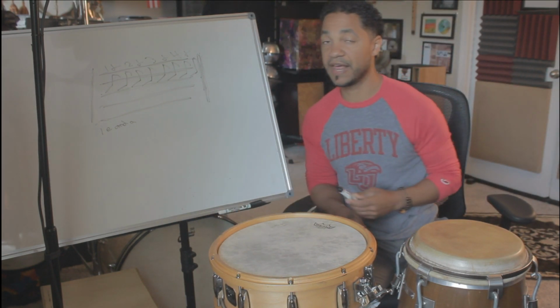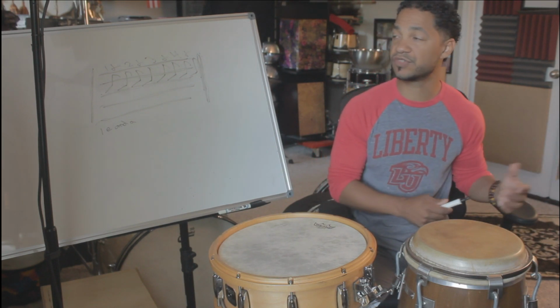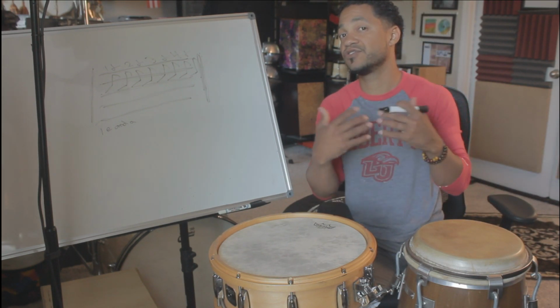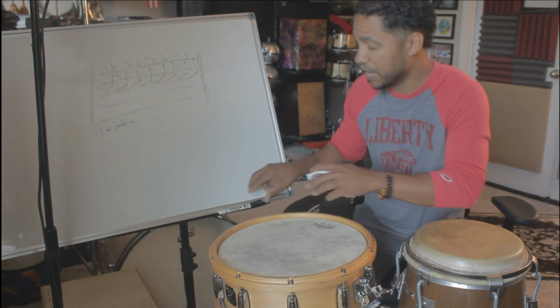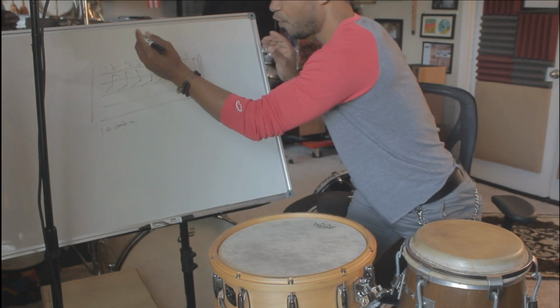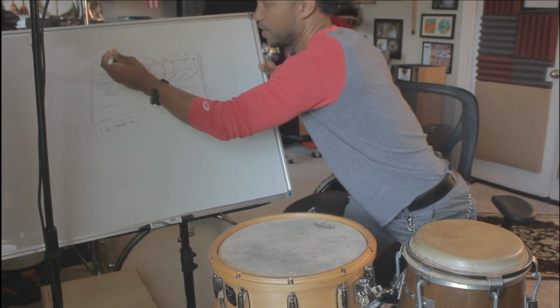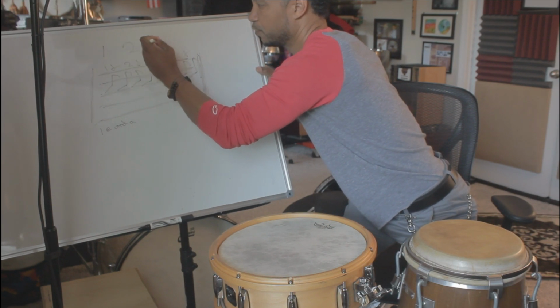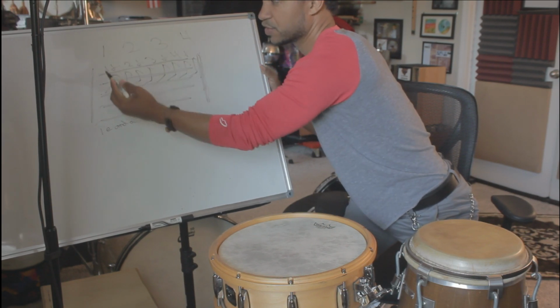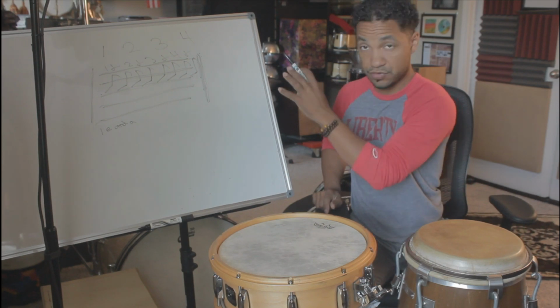So if I say play 2 16th notes on the end of 2, remember before we had 4 quarter notes. We had 1, 2, 3, and 4. Okay, those are going to be our quarter notes. All right, we use the numbers.